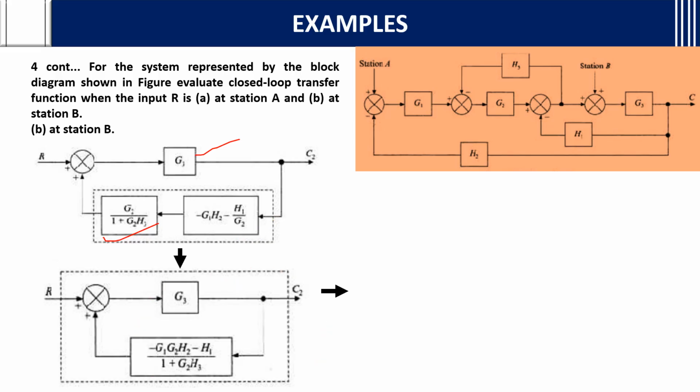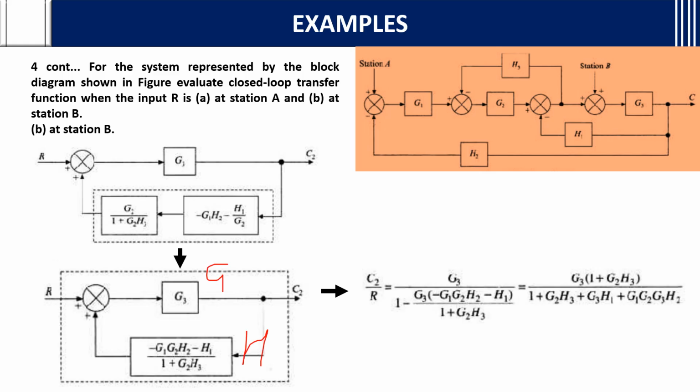If you see here, you can easily take the transfer function formula. If you take this as G and this as H, you can write G3 by, as here plus is given, you will take here minus. Then what is G? G3 is the G, and H is what? Minus G1, G2, H2 minus H1 by 1 plus G2, H3. You will write it. If you continuously calculate, you will get this as the transfer function. You should calculate until you get the final answer. Keep that in mind.